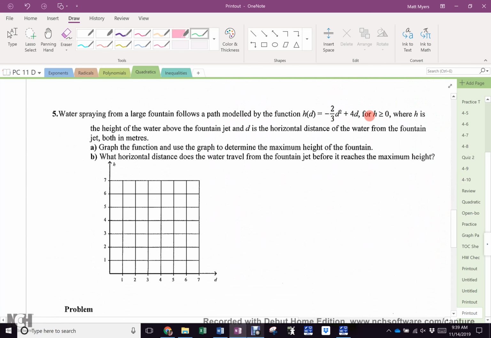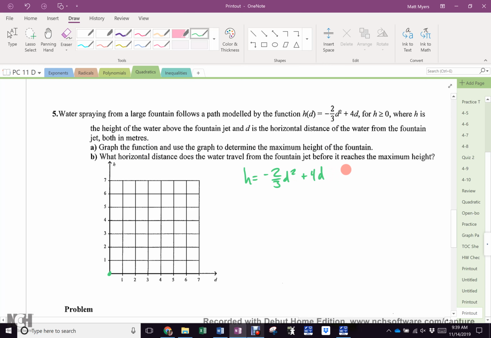The water is spraying from that fountain, so h equals negative 2/3 d squared plus 4d. I want to graph it. So right now, it's not particularly useful to me because that's standard form. But I do know that my y-intercept is 0, so I've got 1 point there.